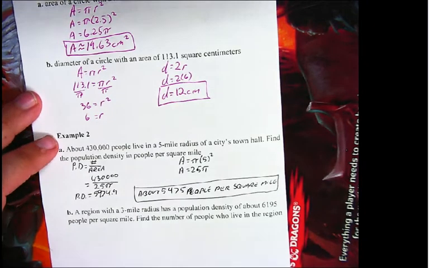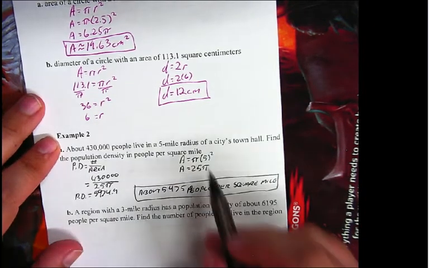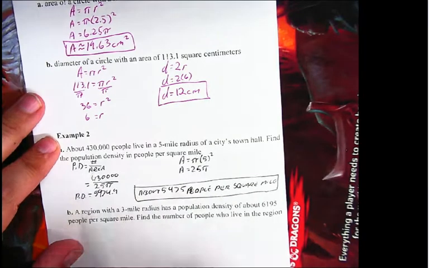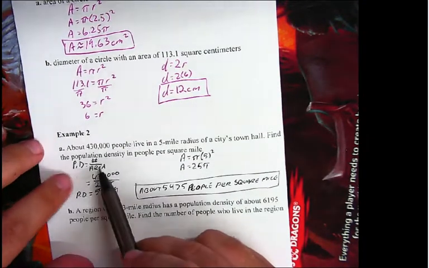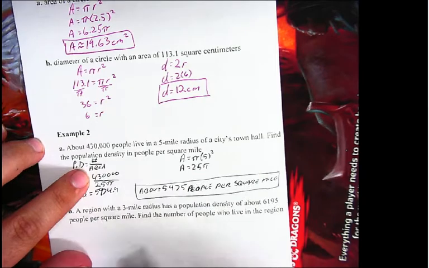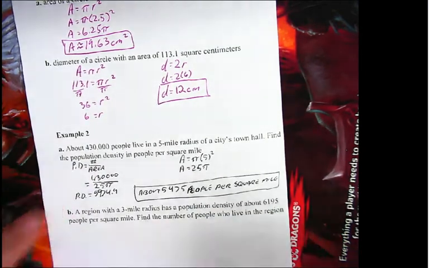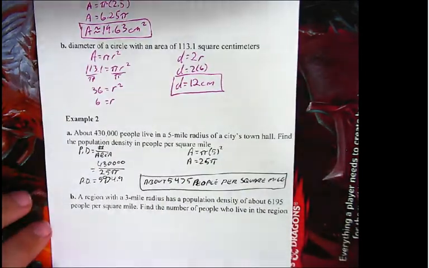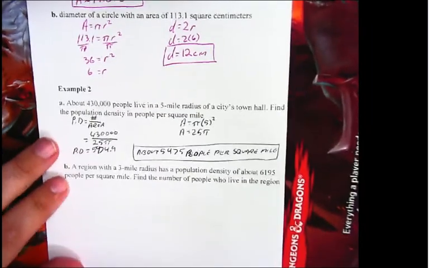All right, not too bad. So again, we use our area formula because that's going to go into our population density formula. So we need the number of people divided by the area. That's going to give us the population density. So that's where we use our area formula there. Okay, we got one more.